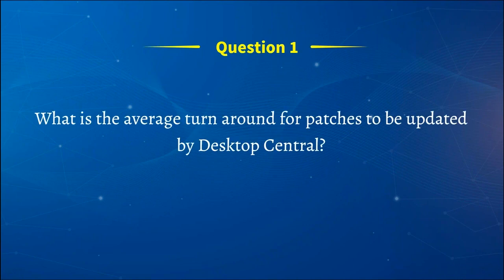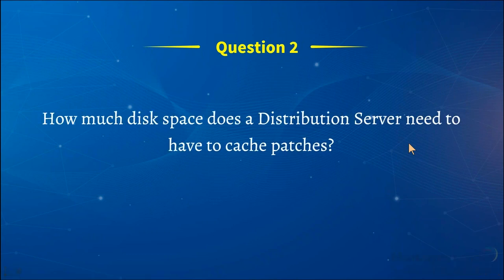Here comes the question part. What is the average turnaround for patches to be updated by Desktop Central? When a security update is released, we'll start supporting it within 4 hours of release time, whereas a non-security update will be available within 48 hours. This is the maximum time, but we'll be releasing the patches to the customer's environment as soon as possible.